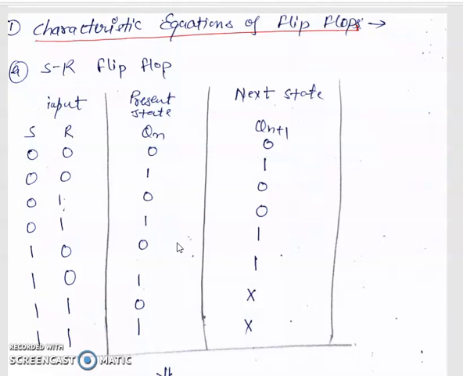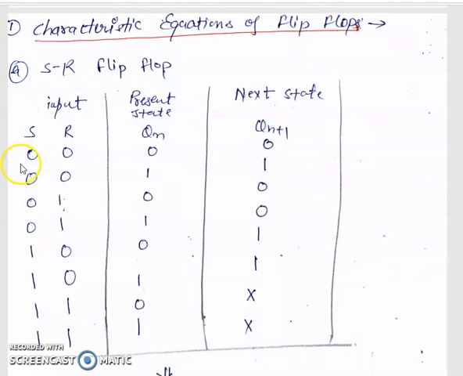Characteristic equation, as we have already derived, for all the flip-flops has the contents: input, present state and the next state. For the SR flip-flop, the inputs set and reset, S and R, have 4 combinations, but for every combination the present state has 2 values. It may be 0 or it may be 1. So the table is extended in the characteristic table due to present state, 0 and 1, and that is the case of SR.